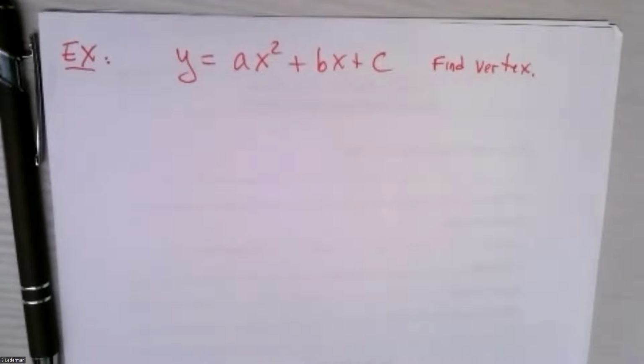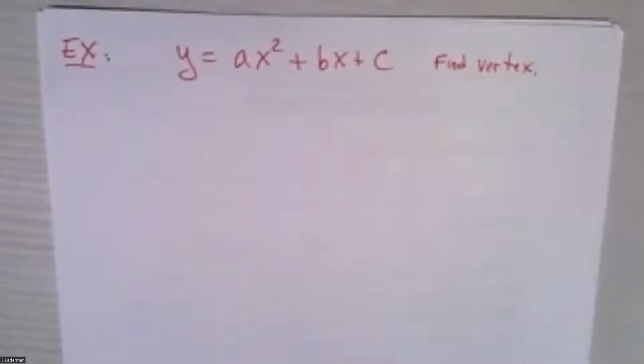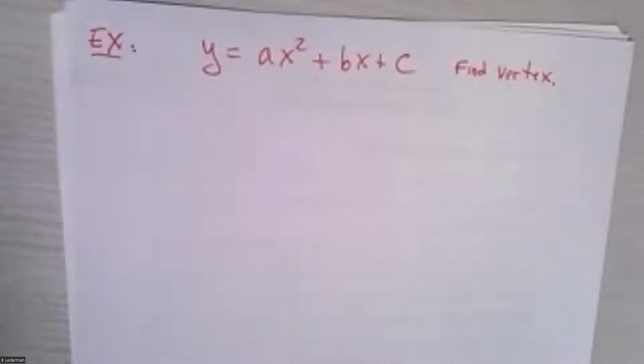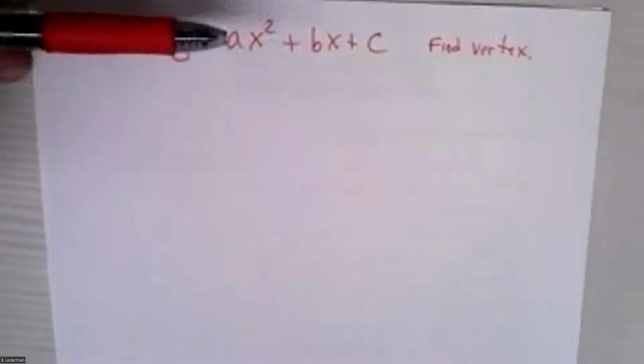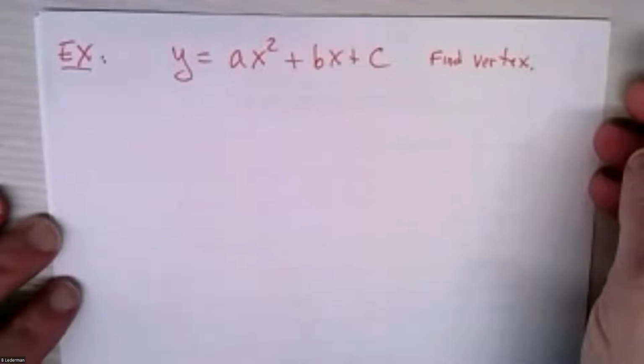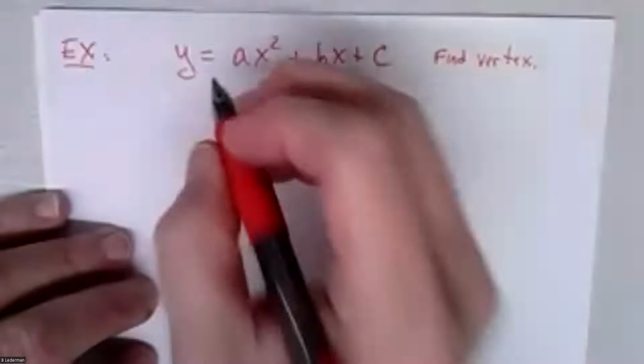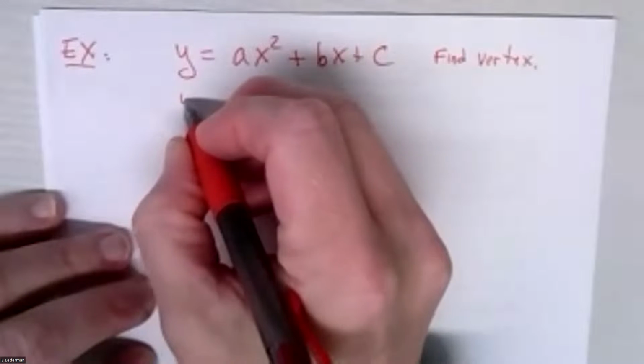So here's an example. We have y equals ax squared plus bx plus c. As you know, this is a parabola. I want you to find the vertex. Now, you learned how to do this in algebra with a certain formula, but we're going to do it now with calculus, and I think it's actually going to be a lot easier with calculus. Anyway, let's find y prime.